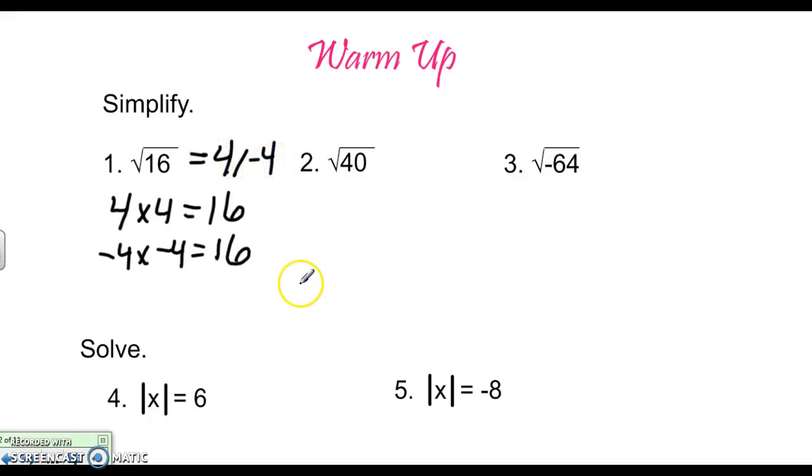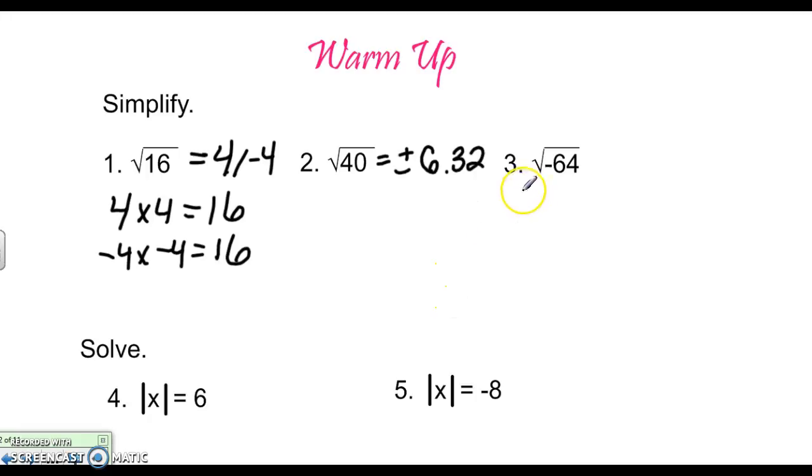Now, when we look at the square root of 40, we know that the square root of 40 will not give us a whole number, because there is no number times itself that will give us 40. So in this one, it will equal a positive and a negative, but it will equal a number that's about 6.4 or 6.32.